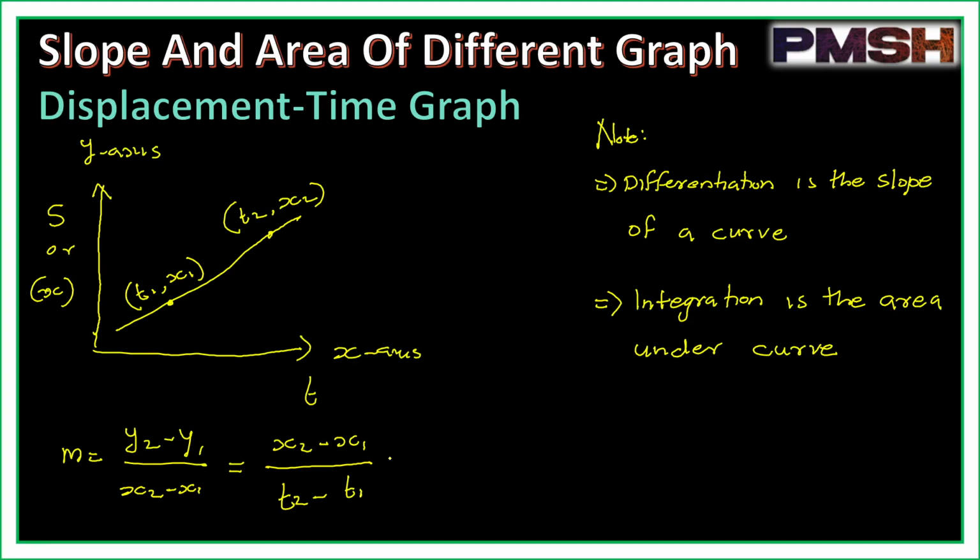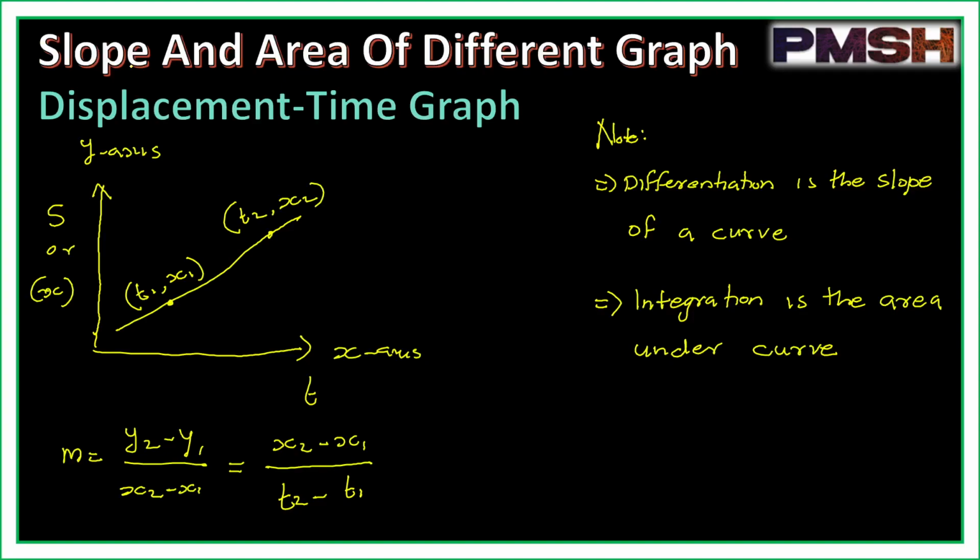So actually what is it? X2 minus x1 by t2 minus t1. That means m is equal to x2 minus x1, that is delta x. What is delta? Delta means change. So that is change in x. X2 minus x1 means change in x, divided by t2 minus t1, that is change in time, that is delta t.